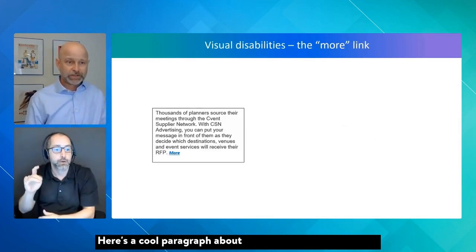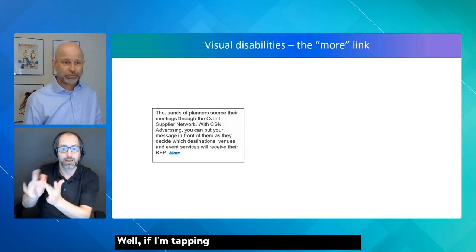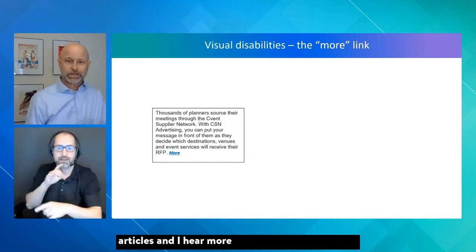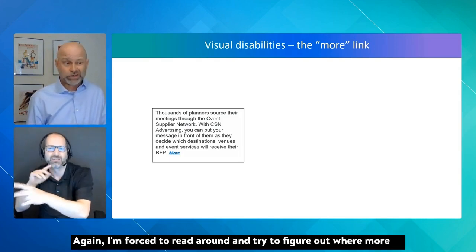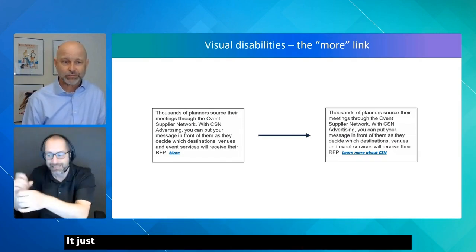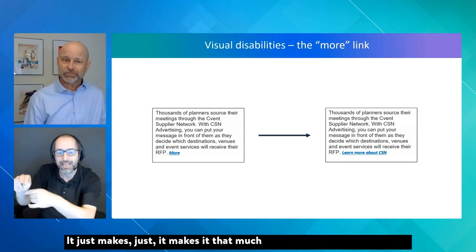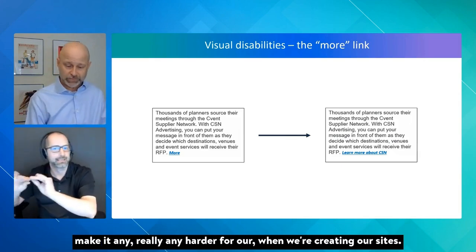Here's another one, the more link. Here's a cool paragraph about the Cvent supplier network. And then there's a link that just says more. Well, if I'm tabbing through the page, there's a bunch of articles and I hear more link, more link, more link. Again, I'm forced to read around to try to figure out where more is. Why not make the link learn more about CSN? It makes it that much easier for a user, and it doesn't make it any harder for when we're creating our sites.